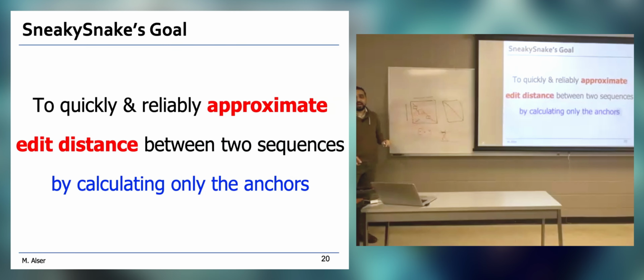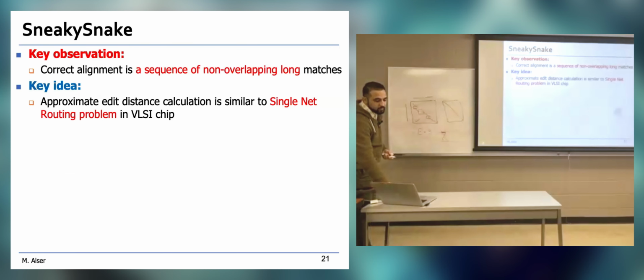If the length of those is sufficient to say something about the similarity, the longer matches we have, the higher the similarity between the two sequences. So if we could calculate that much quicker than sequence alignment, we could make that decision very fast. So when I approximate a distance calculation, it is based on something called the single net routing problem in VLSI chips.